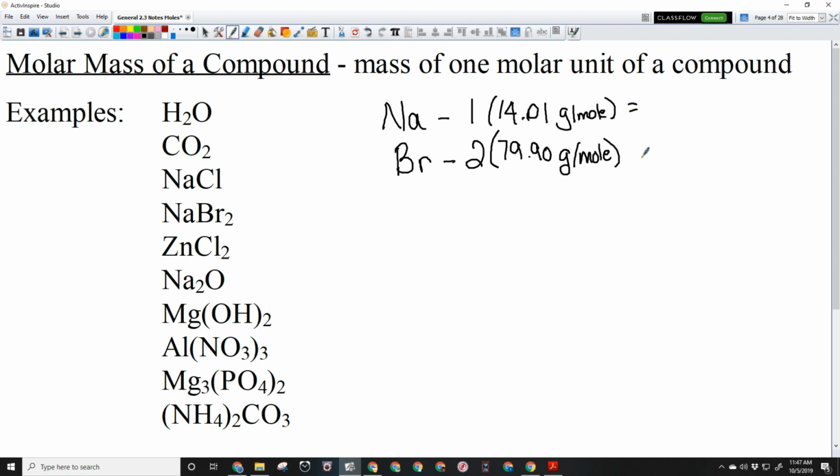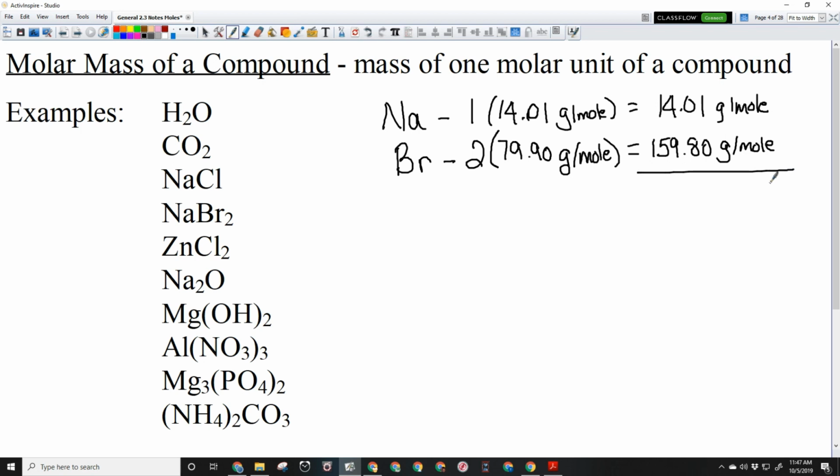Okay, so we're going to multiply those out. So here we're going to get 14.01 grams per mole. And 79.90 times 2 is 159.80 grams per mole.